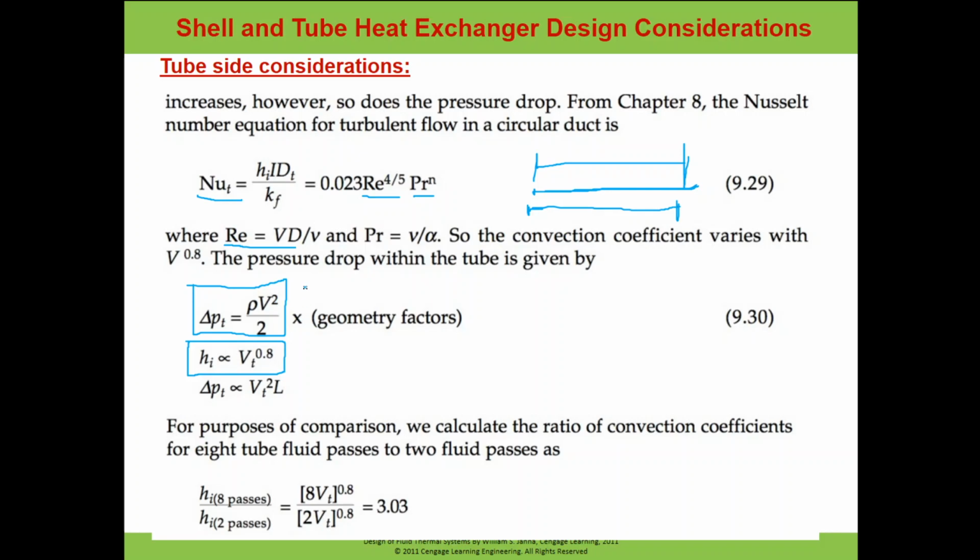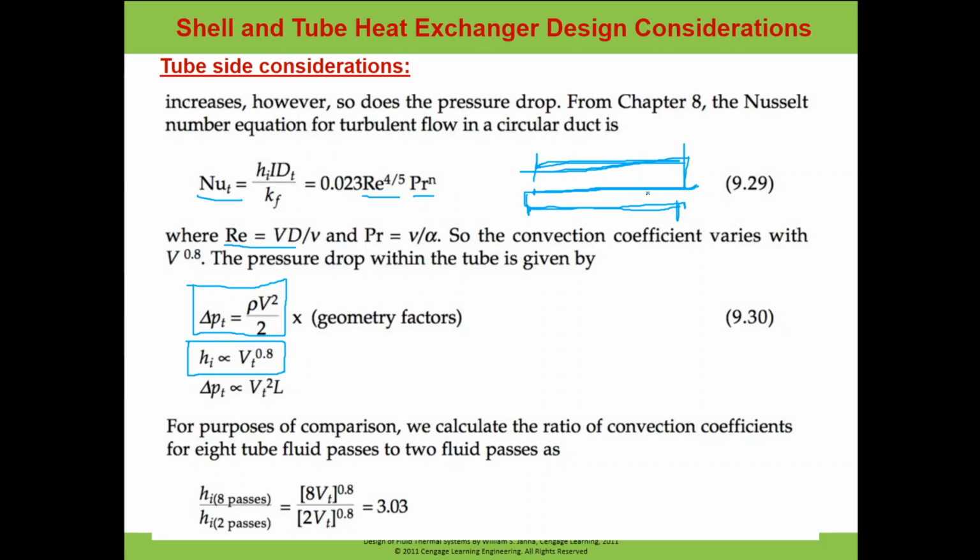And furthermore, if it is one pass, then the flow path is equal to the length of the heat exchanger, traveling from one end to the other end. But when it is two pass, then the flow path gets double because the fluid is going from one end to the other end and then coming back. So basically, it travels twice the length of the heat exchanger. So as the number of passes increases, the length of the flow path increases and it is multiplied by the number of passes.